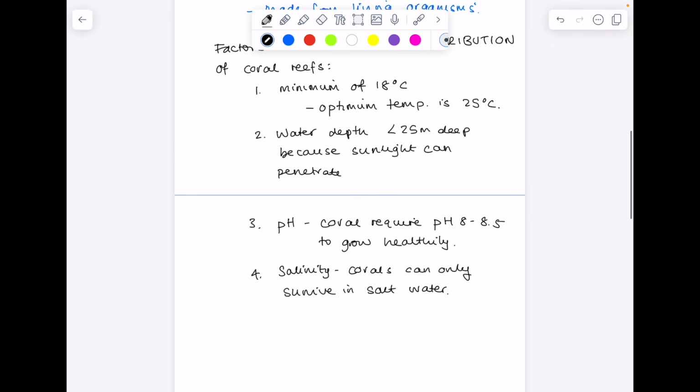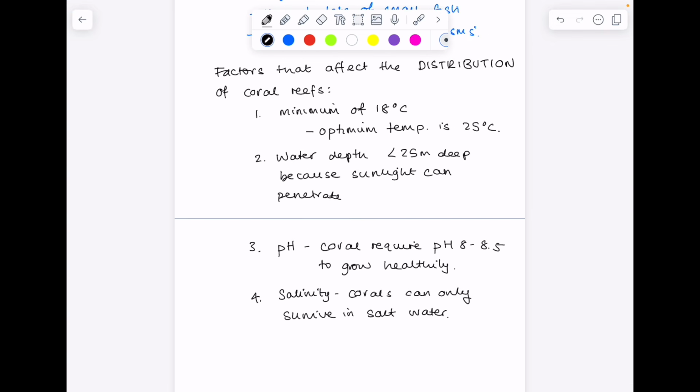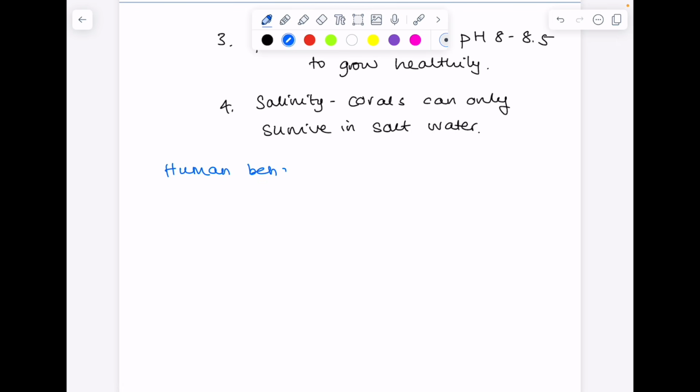So if we were looking at positive factors which affect the distribution of coral reefs, what do they need? A specific temperature, water depth, pH, salinity. But what are the adverse effects which will actually reduce the distribution of coral reef ecosystems? Well, as you might expect, it's human behaviours. So human behaviours that damage coral reefs and limit their distribution.